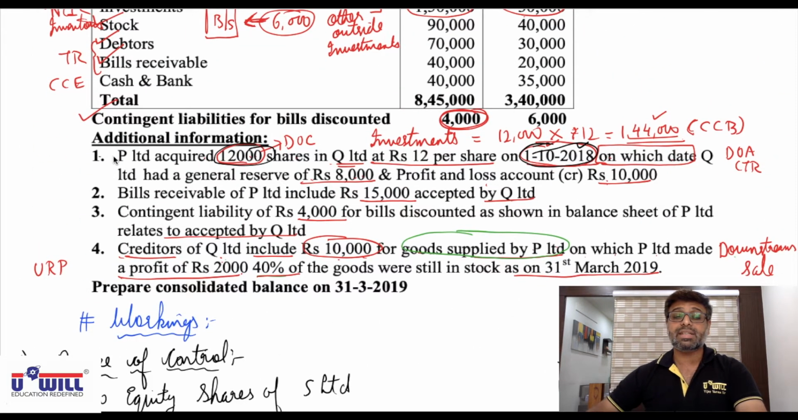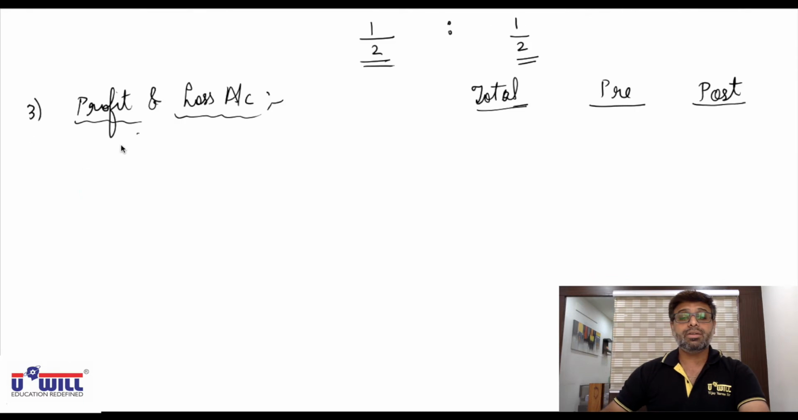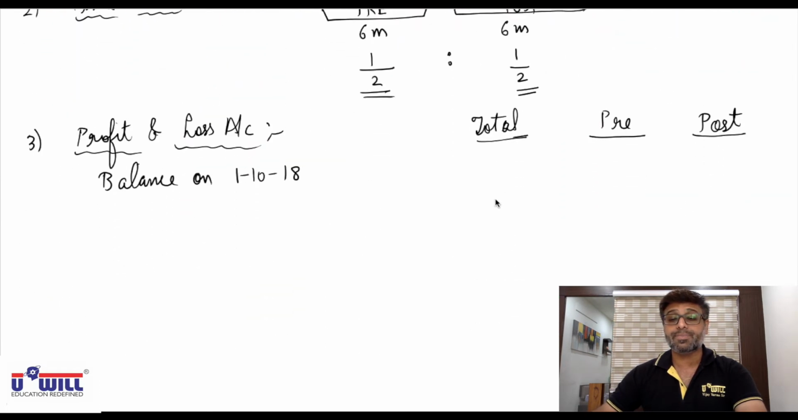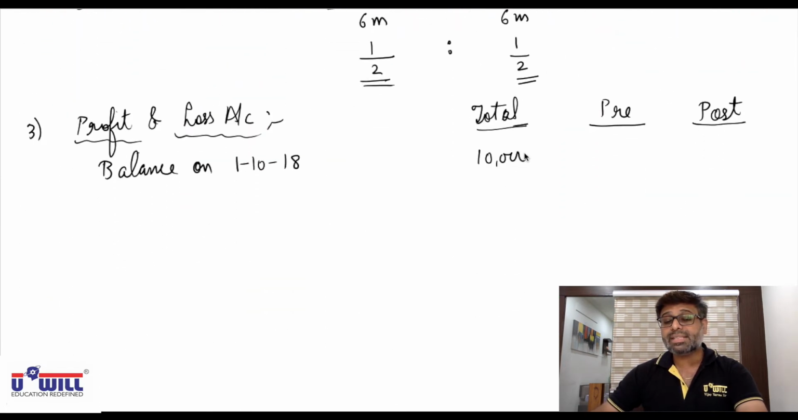See the first adjustment once again. P Limited acquired 12,000 shares in Q Limited at ₹12 per share on 1/10/18, on which date Q Limited had a general reserve of 8,000 and P&L account of 10,000. So this 10,000 is not the opening balance. It is the balance on which date? 1/10/18. So all of you write it that way, not opening balance, but balance on 1/10/18. That is the date of acquisition. How much P&L account balance is there on 1/10/18? 10,000. Now 1/10/18 means date of acquisition, so the entire amount you'll take in the pre-column.